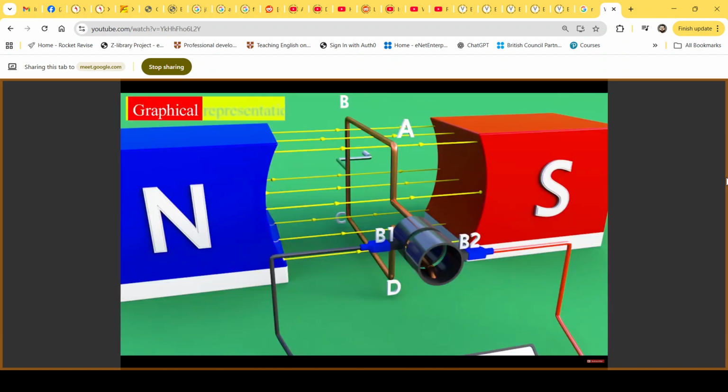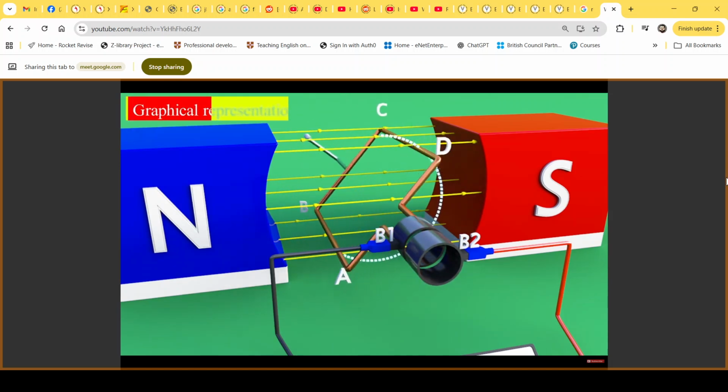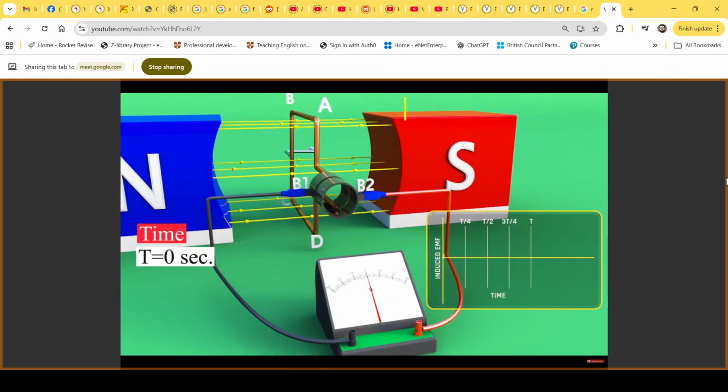Next thing we need to see is how induced EMF changes over time. To see this graphically representation of induced EMF, we have to assume that armature needs t seconds to complete full rotation. In time t equals 0 seconds, armature ABCD is in a vertical position.